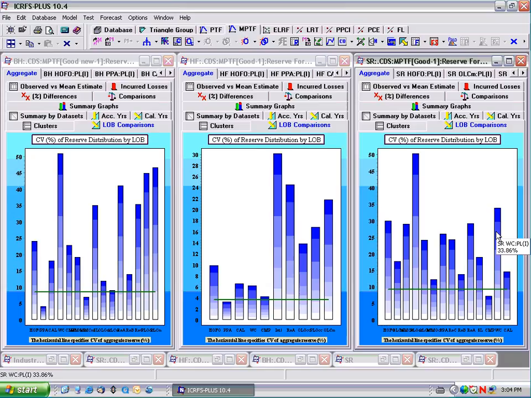Hartford's got the lowest. Well, I guess insurance companies who write workers' comp might write excess and so on, so you expect a larger CV.